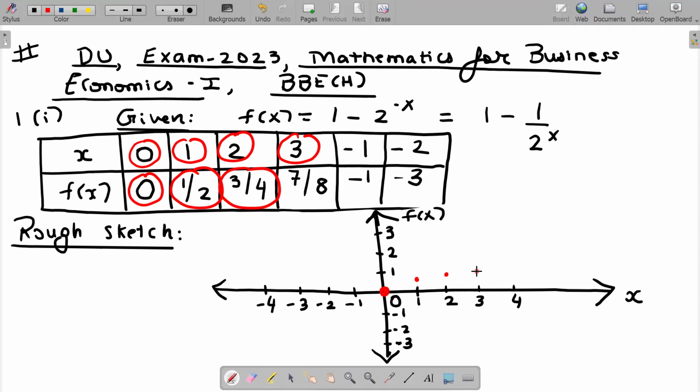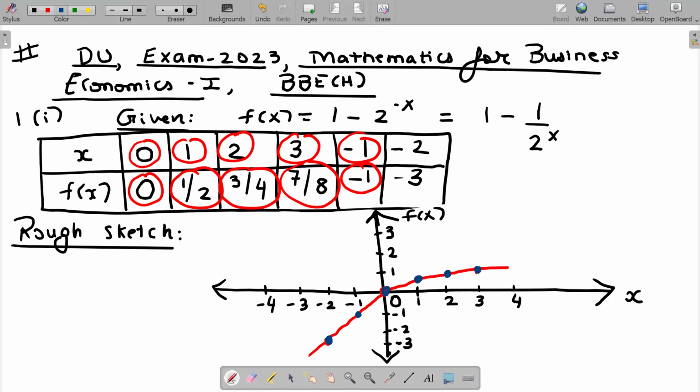And similarly, I can plot the other part as well. When x is -1, y is also -1. So -1 and -1. When x is -2, f of x is -3. So my graph kind of looks like this. This is how my graph looks. These are all the points in blue color which I have plotted, and this is how my rough sketch of this graph looks like. Okay, so hoping all students have understood this.